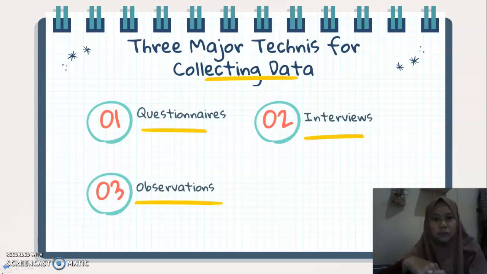There are three major techniques for collecting data in our research. First is questionnaires, second interviews, and third observation. This time, I would like to talk more about those three major techniques for collecting data, starting from the definition, and then the types, and how those three major techniques work in our research.